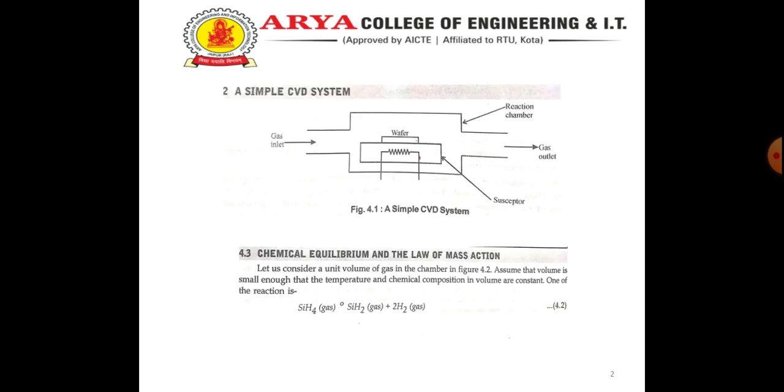As shown in the figure, a simple CVD system consists of a tube with rectangular cross section. The walls of the tube are maintained at temperature TW. A single wafer rests on a heated susceptor in the center of the tube. This susceptor is maintained at temperature TS, where TS is much greater than TW.